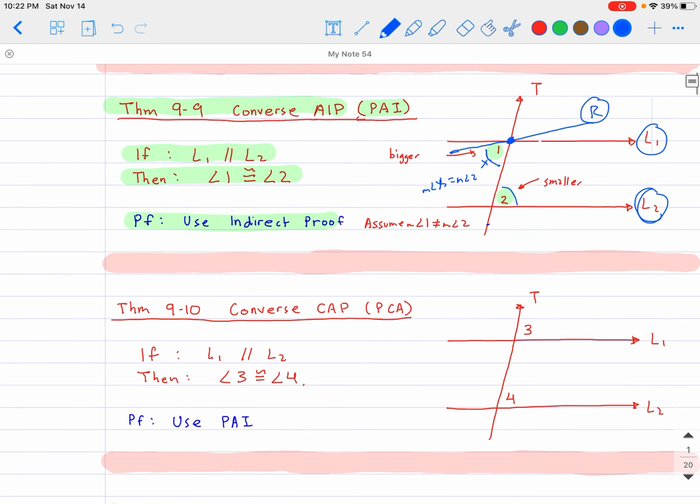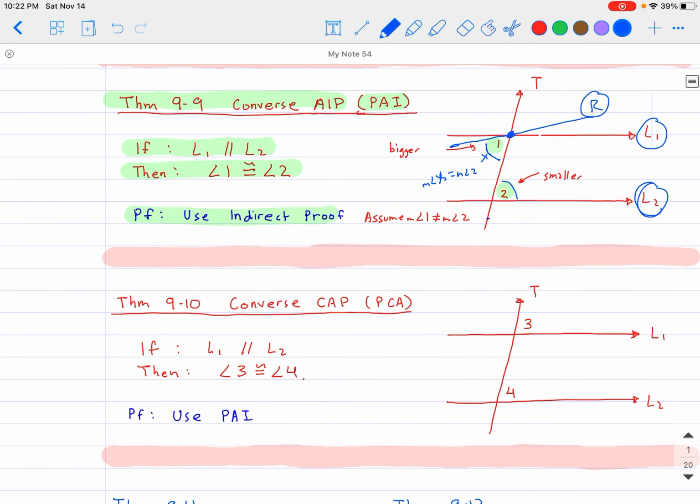All right, so now let's go ahead and look at the other one, which is going to be Theorem 9.10, the converse of CAP, which is going to be called PCA. So this time around, again, the two lines are going to be parallel to each other. I want to conclude that 3 and 4, the corresponding angles over here, are going to be congruent to each other.